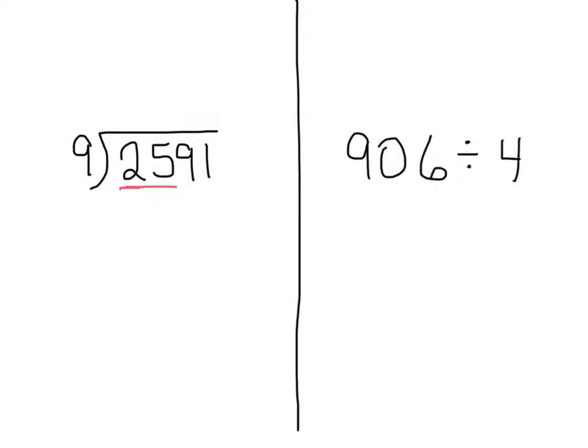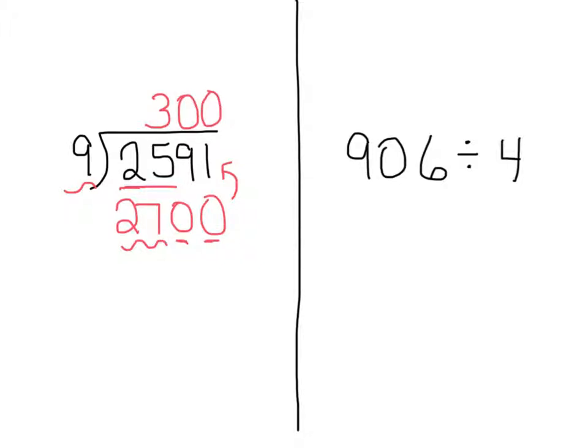27. I'm going to change this to 2,700 because that's pretty close to my original number here. And now I'm able to do this in my head because I can use mental math. 27 divided by 9 is 3, and then I add the 2 zeros right here and right there. And there's my estimate, 300.